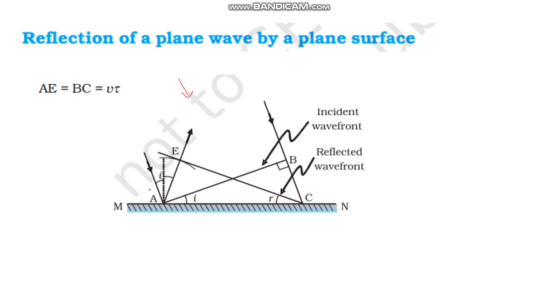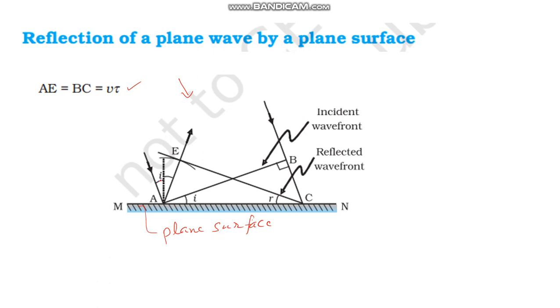Now by the time this ray reaches point A, from here to here it is taking time t, and let us say the speed of the wave is v. So BC will be equal to Vt. Now we are studying the reflection. This is a plane surface, as you can see in the diagram, so it will undergo reflection.